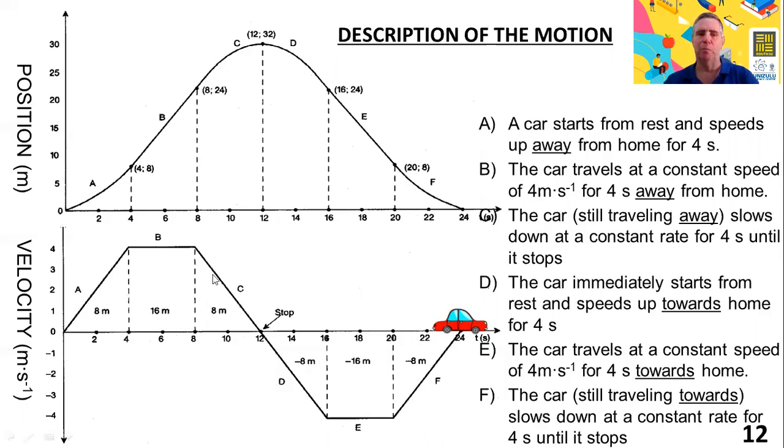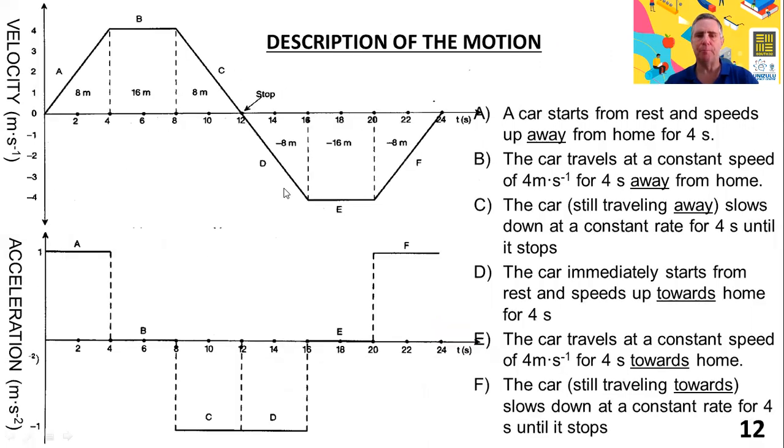So velocity is positive for half the time and negative for half the time. It's changing during sections A, C, D, and F, and it's constant for B and E. The position time graph tells us that for A, B, and C, the car was traveling away from home, but for D, E, and F, it was traveling back towards home. Notice when the velocity is constant, the position time graph is a straight line, B and E, and it's a parabola for the other sections, curved up for A and F, and curved down for C and D.